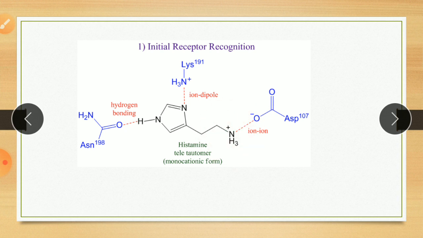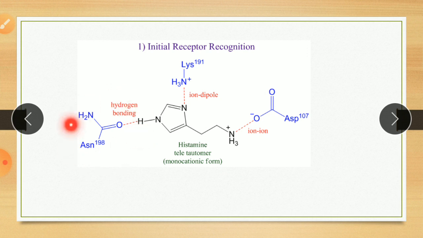Protonated amino group of the ethylamine side chain of histamine binds via ionic interaction. So it is the first binding site of histamine with its receptor, the H1 receptor. The first binding site, aspartate 107 of the H1 receptor, binds with the alpha nitrogen via an ionic bond. Then the second binding site, asparagine 198.